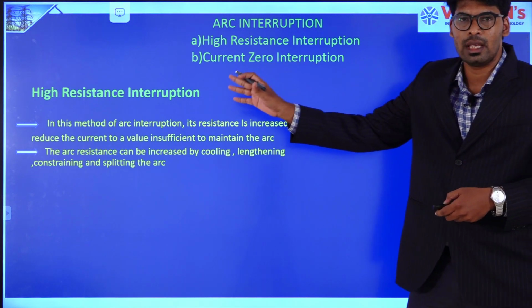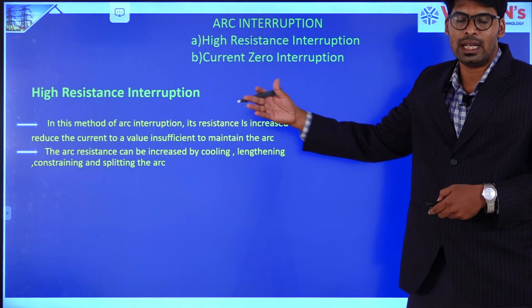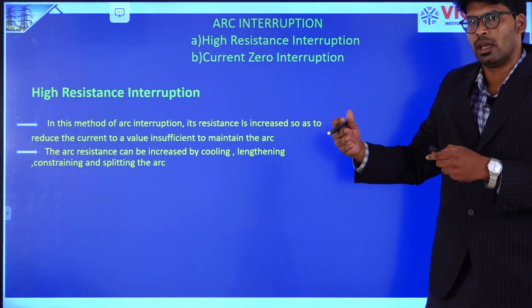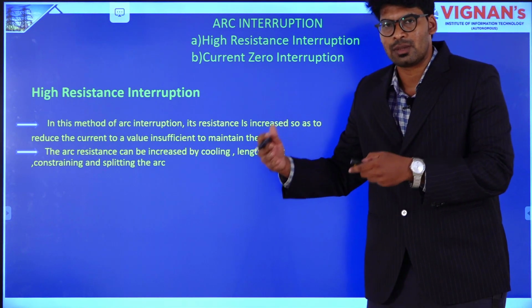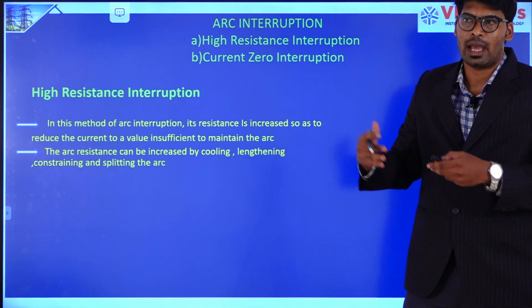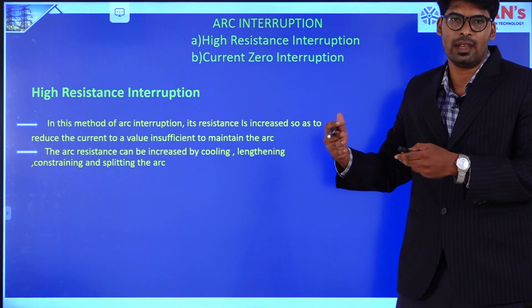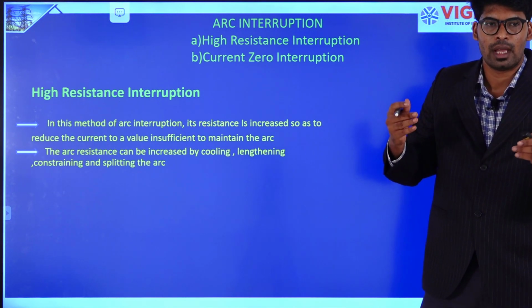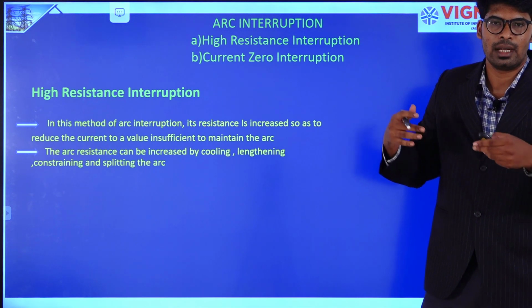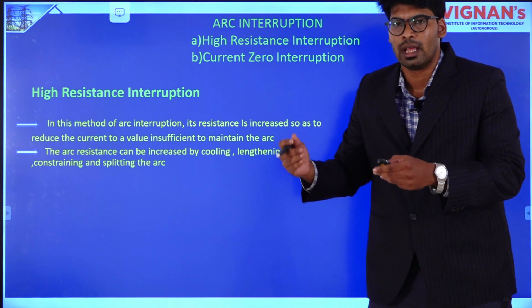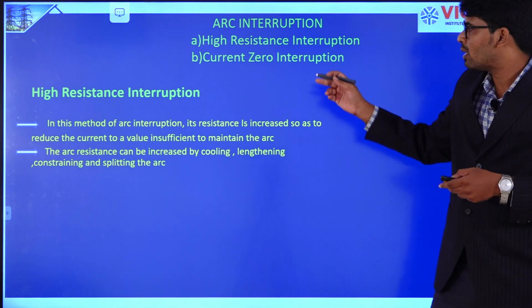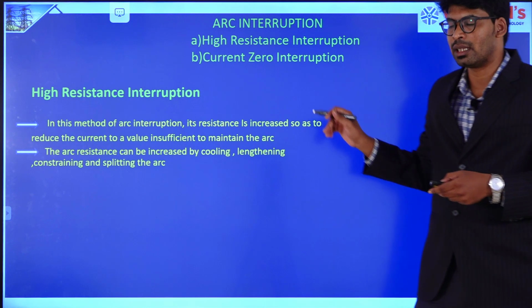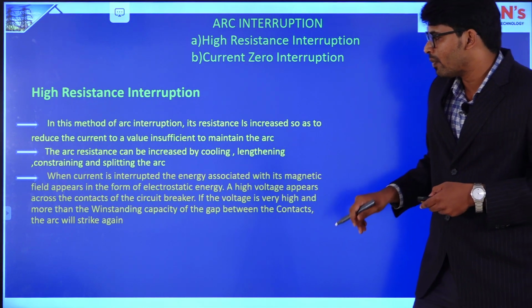Previously, in the initial stages of power transmission, we did not go to very high voltages, more than 11 kV. Initially people used to transmit power at low voltages like 220 volts and 440 volts, so minimum voltages were there. They used this high resistance interruption method then. But there is a disadvantage in the high resistance interruption method.